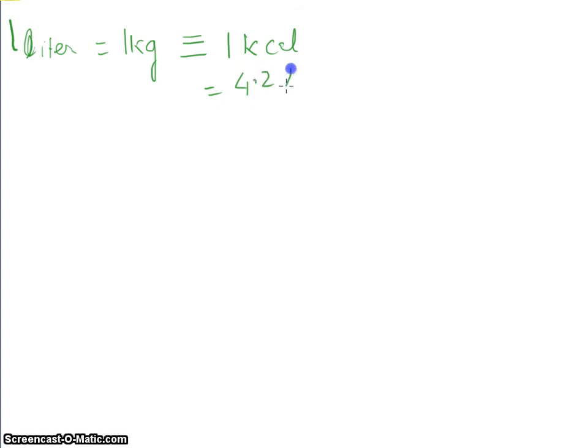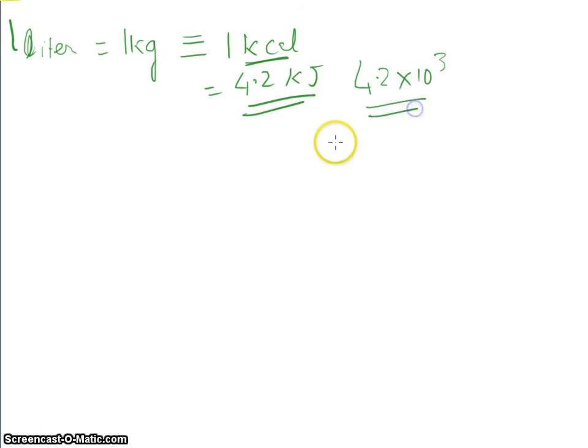Now, if I have 1 liter of water, this is approximately going to be 1 kg. The amount of heat that I have to give is 1 kilocalorie. This is equal to 4.2 kilojoules. So keep this in mind as well. I mean, kilo is 4.2 into 10 power 3.